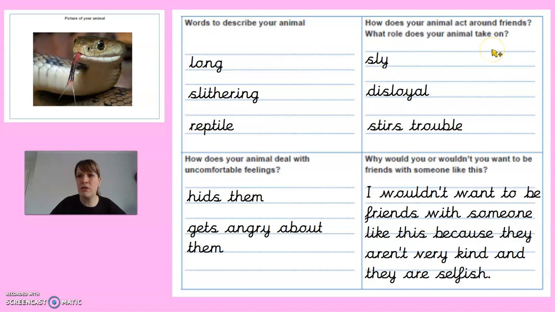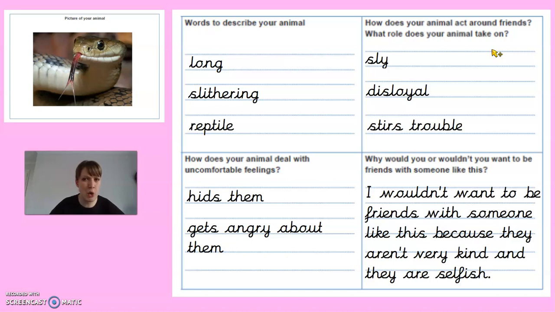Another box says, how does your animal act around friends? What role does your animal take on? So how does your animal act around friends? I've said, what I imagine is a snake, isn't it? I can imagine them being quite sly. And snakes, they sort of wait, don't they, till their food comes out and they pounce on them. So I can imagine them being a bit sly, which means sort of another word for sneaky.